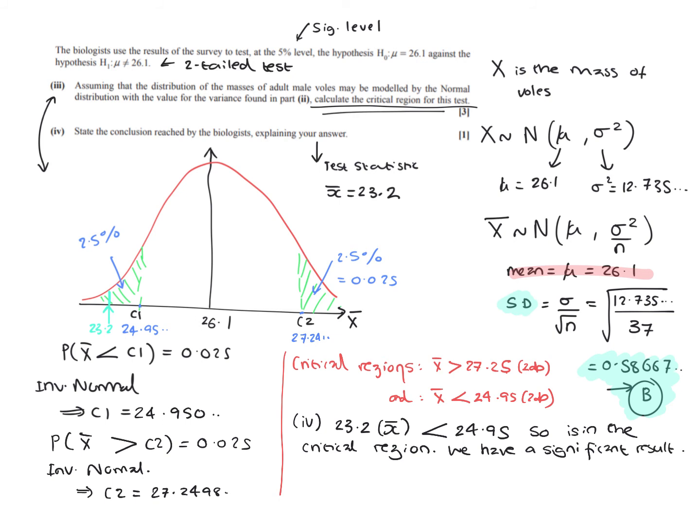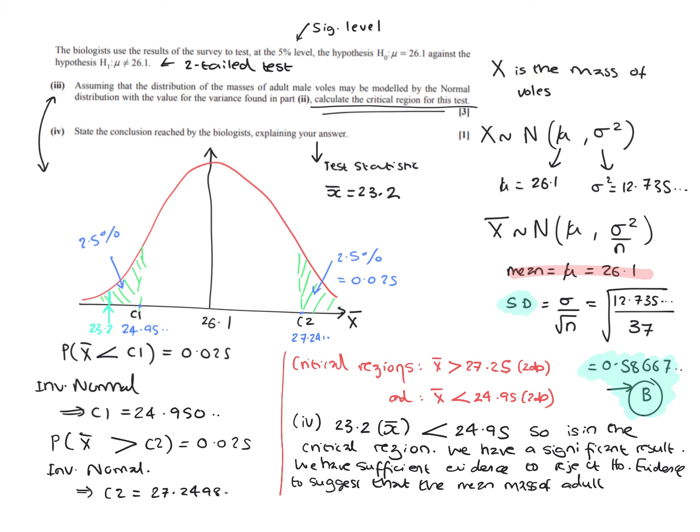And this means we have sufficient evidence to reject H0, and evidence to suggest, or we have sufficient evidence to suggest that the mean mass of adult male voles has changed.